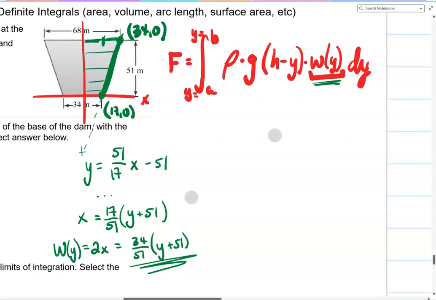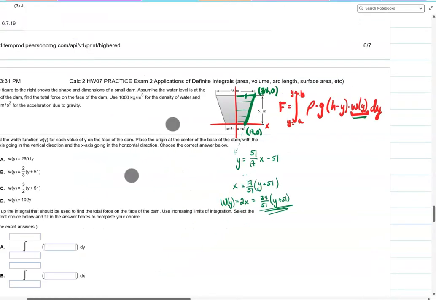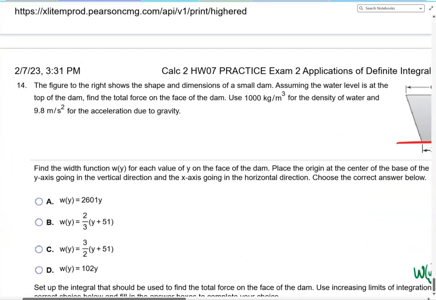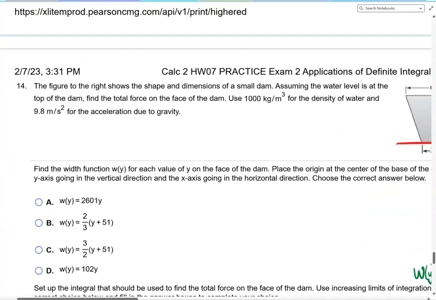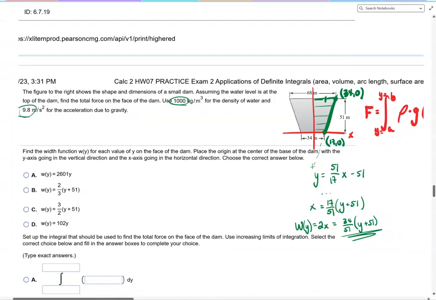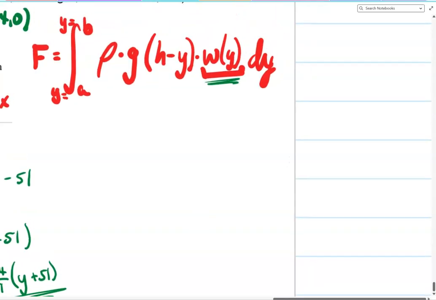Okay, so moving on, let's just double check some things here. We have the dam that's got water all the way up to the top of the dam. We're going to use 9.8 as our acceleration due to gravity, 1,000 for our density of the water, and I think we can proceed from there.